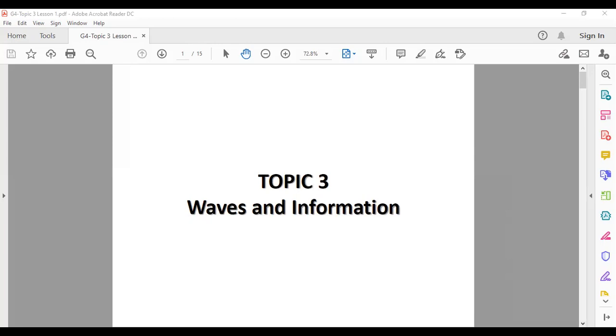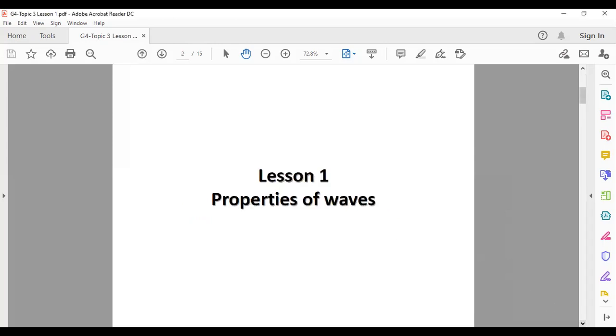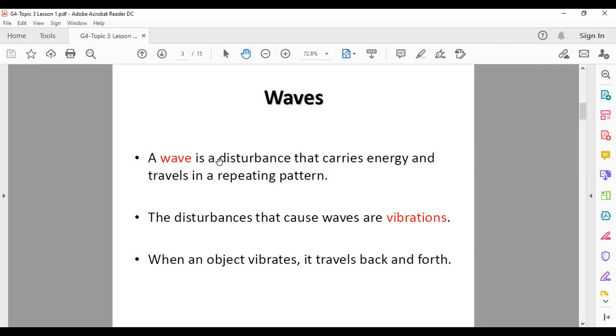Waves and information, lesson one, properties of waves or characteristics of waves. What is a wave? It's a disturbance that carries energy and travels in a repeating pattern. Any type of wave, whether it is a light wave, sound wave, or ocean wave, is a disturbance and it carries energy. What is the meaning of disturbance? Disturbances that cause a wave are vibrations. What are vibrations? When something vibrates, it goes back and forth.